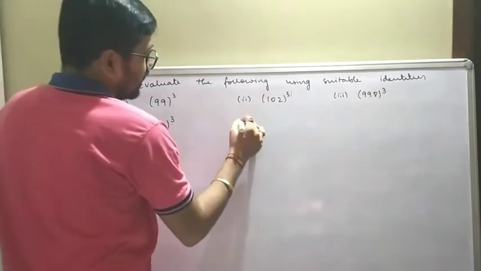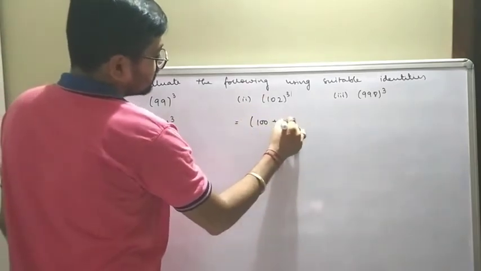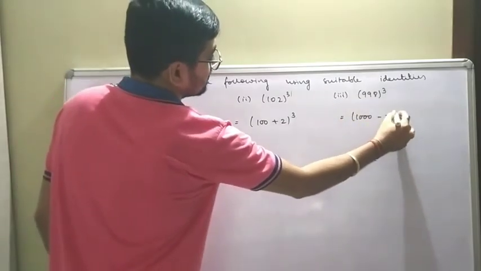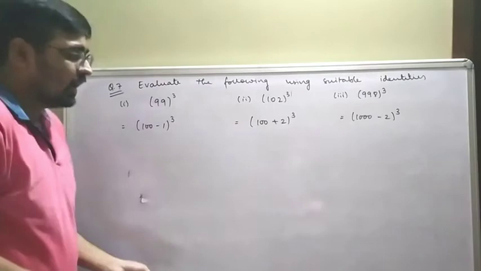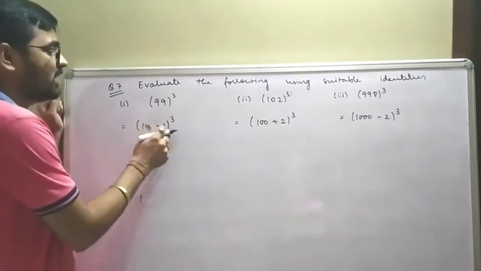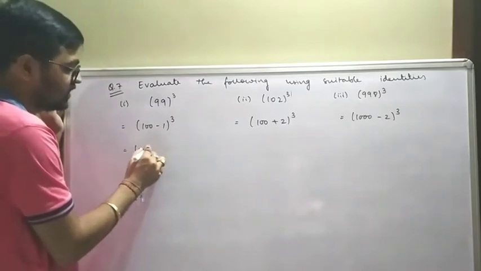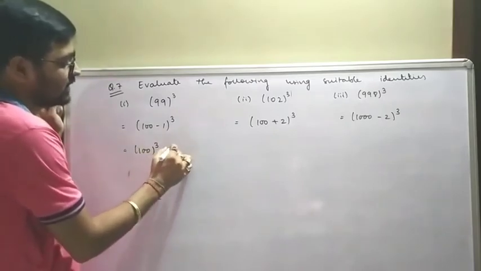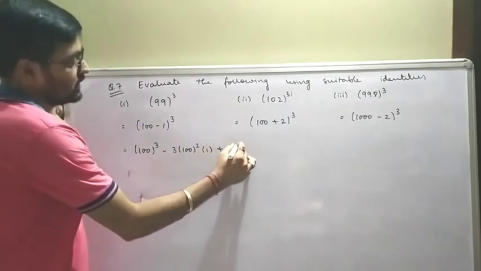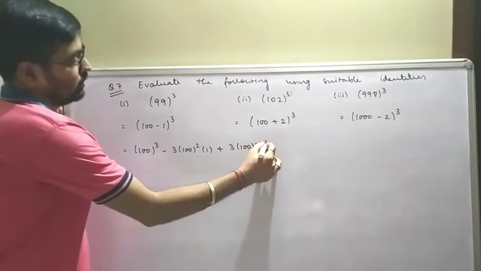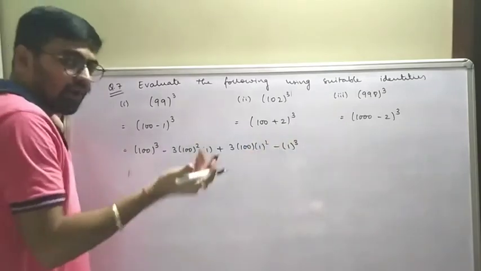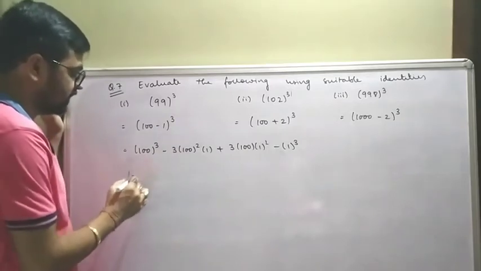Similarly, what should I write for 102? It can be 100 plus 2. Here 1000 minus 2. Simple. I'll solve one of them, remaining you can try. So this becomes a minus b whole cube or x minus y, so a cube minus 3 a square into b plus 3 a into b square minus b cube or y, whatever you feel is correct.